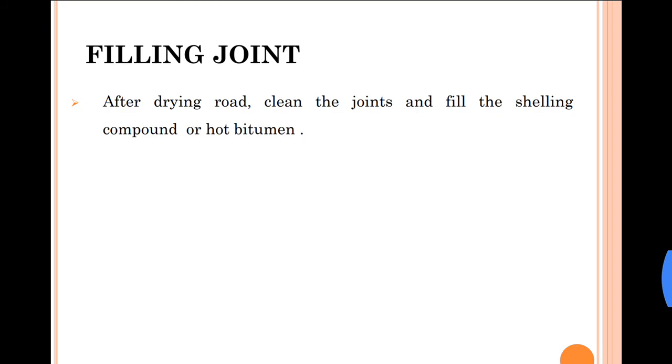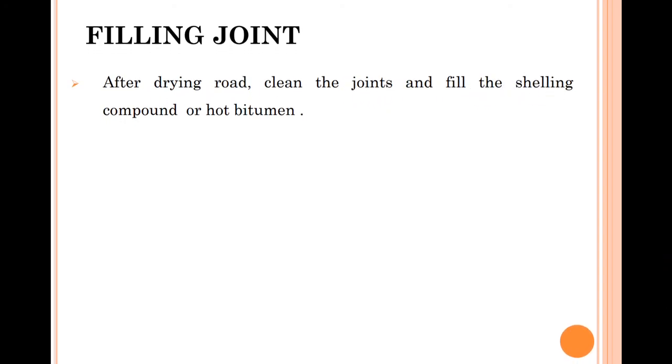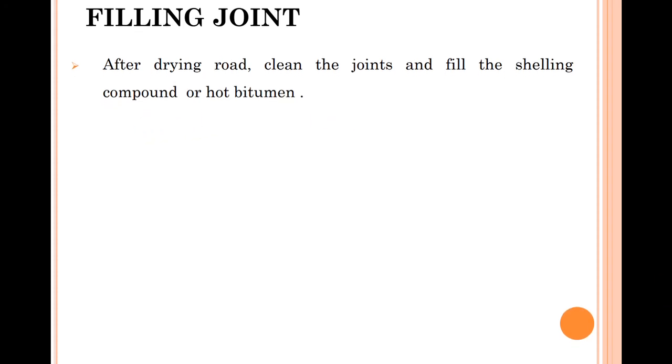Then we need to fill the joints. Since we have created the joints, we cannot leave them open. We need to fill them with some filler material. After drying the road, clean the joints and fill the sealing compound or hot bitumen into that joint.